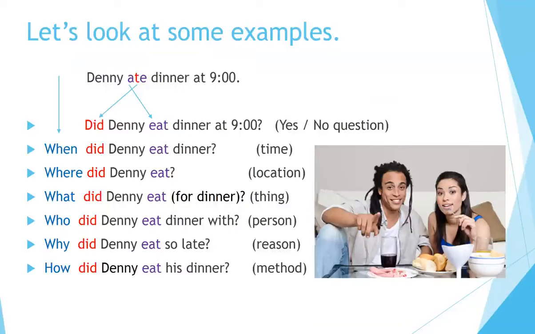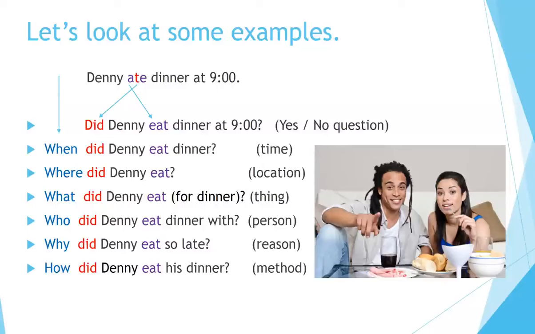Denny ate dinner at 9 o'clock. First, let's make it into a yes-no question. Did Denny eat dinner at 9 o'clock? That's okay as a yes-no question. Now we're going to add the WH word to the beginning of the sentence, before did. When did Denny eat dinner? We're asking about time. Where did Denny eat?